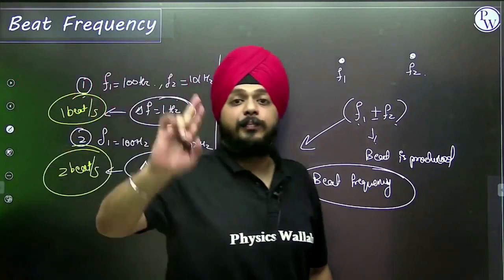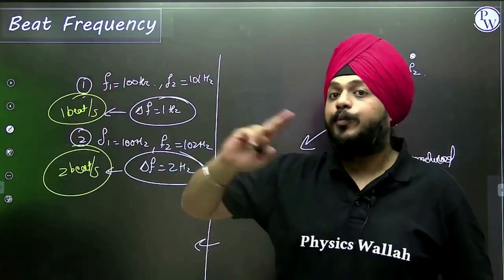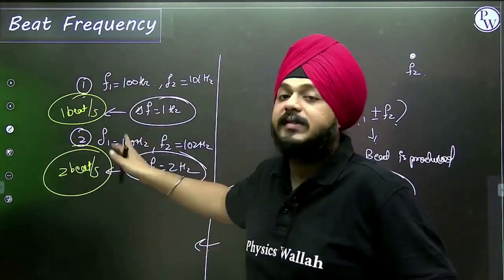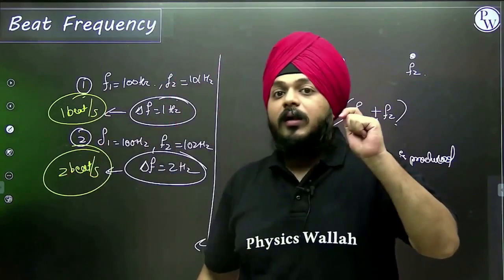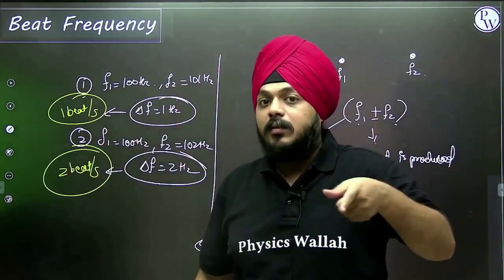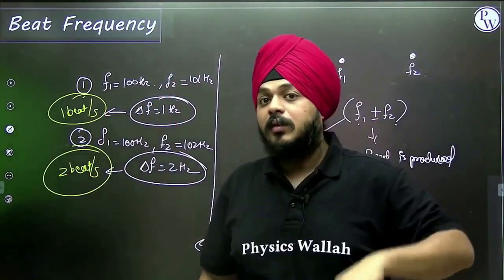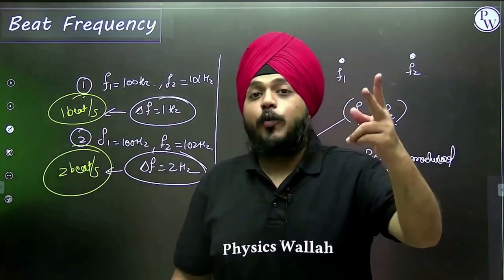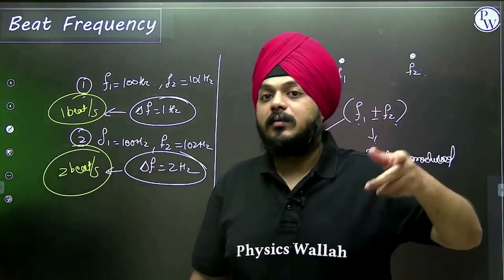2 beats per second are getting produced when two sounds are getting superimposed with a very slight frequency difference. 1 beat per second. Two beats per second.